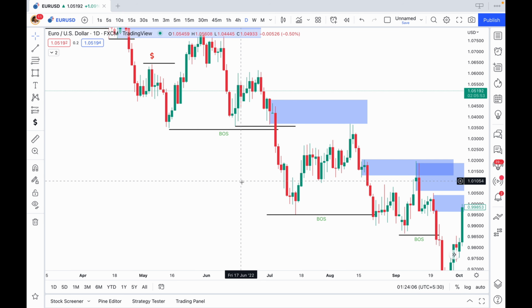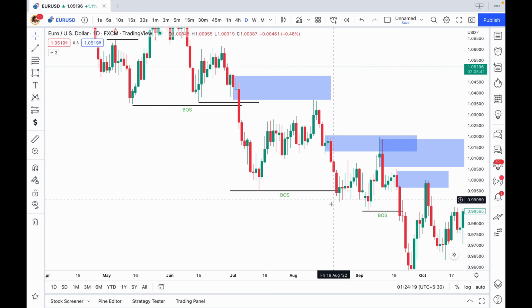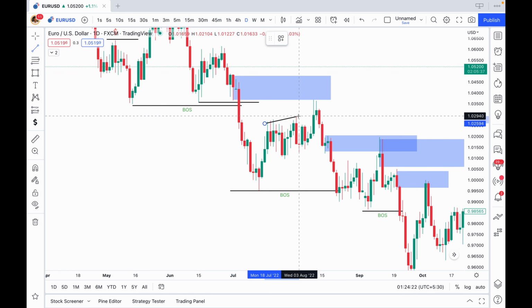Okay, same scenario. Price broke the structure over here. There was imbalance over here. Price basically fulfills the imbalance and completes the price action and then goes to the downside. So what is this? This is trend line liquidity.